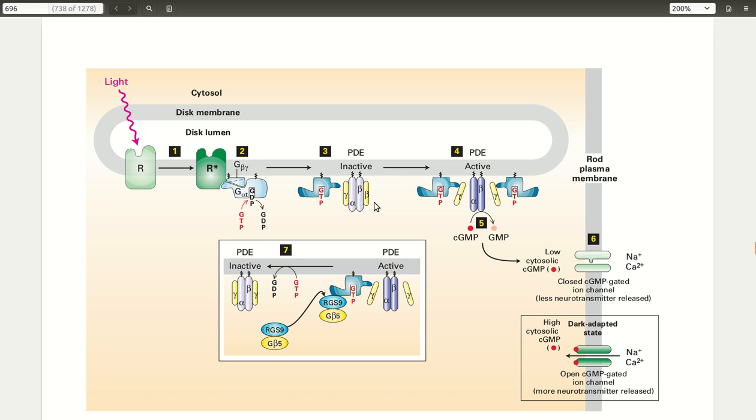Usually this process from light activation back to conversion back to the initial stage could take about 50 milliseconds. And so that explains why sometimes we could see things very quickly.